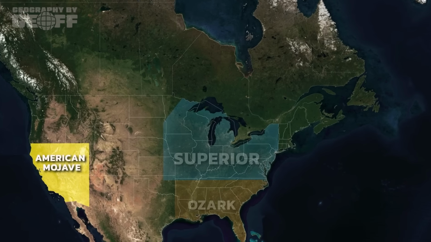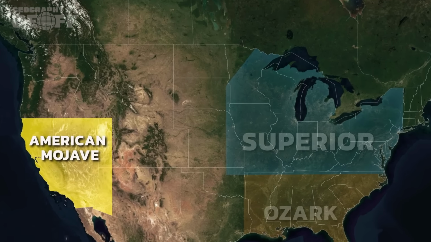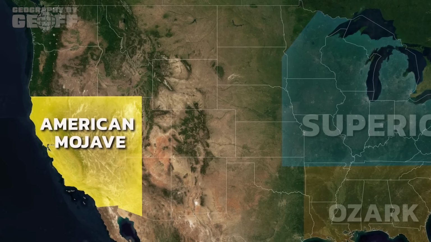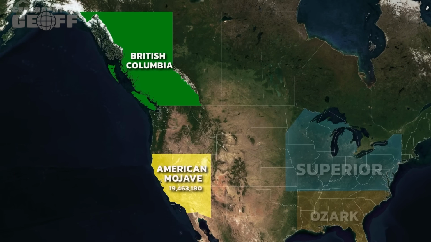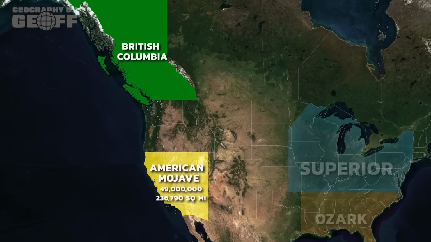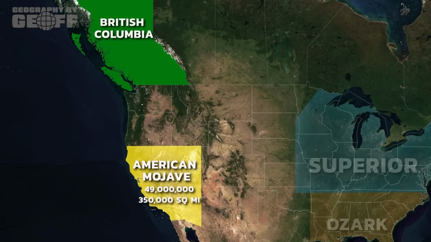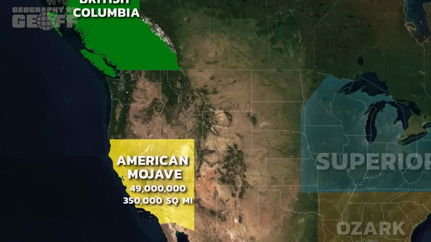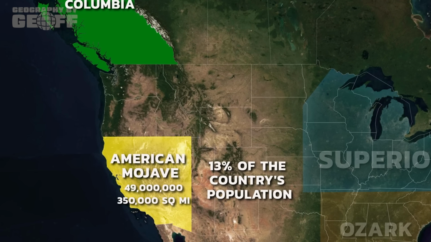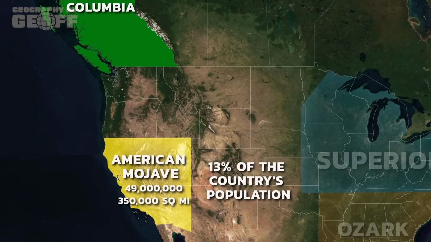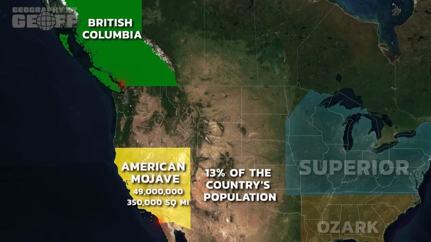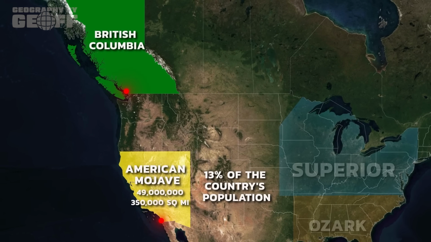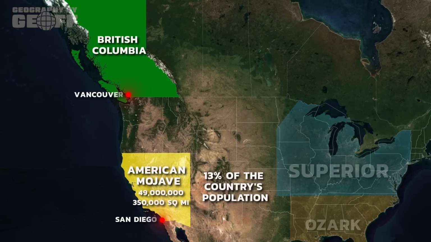Let's hop all the way over to the west for now with the province of American Mojave. This province is the best attempt to recreate the Canadian province of British Columbia. With 49 million people over a vast 350,000 square miles of land, American Mojave would make up about 13% of the country's population. I also found some other interesting similarities here, such as both American Mojave and British Columbia having a large border city on their far southwest border, with San Diego and Vancouver respectively.